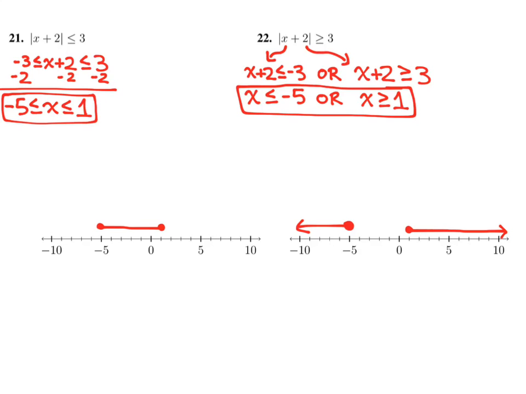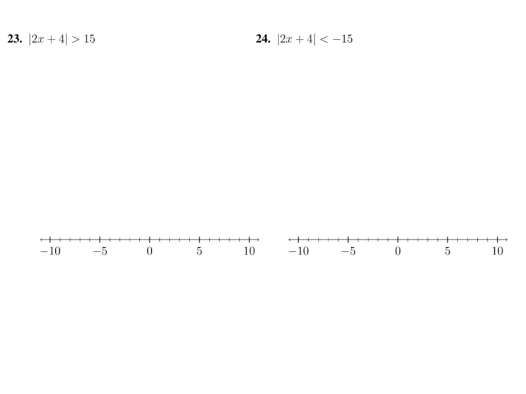Boom. x less than or equal to -5, so a solid dot at -5. Boom. Headed left, because less than. And then, or x greater than or equal to 1, solid dot at 1, and then headed uphill with an arrow. Okay. Last two. Number 23, it's a greater than.